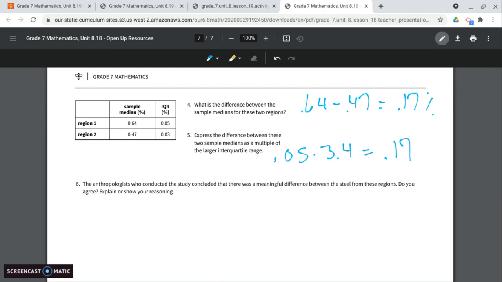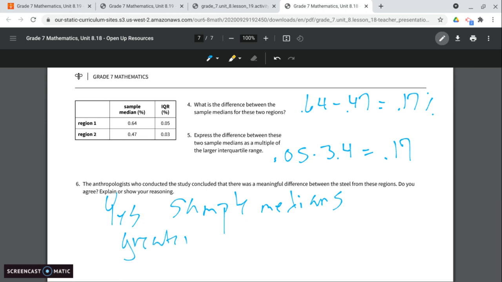For number 6, the anthropologist who conducted the study concluded that there was a meaningful difference between the steel from these regions. Do you agree? Yes. The sample medians differ by greater than 2 interquartile ranges. So there is a significant difference in these. So a lot of comparing, both looking at medians, interquartile ranges, and means for these.